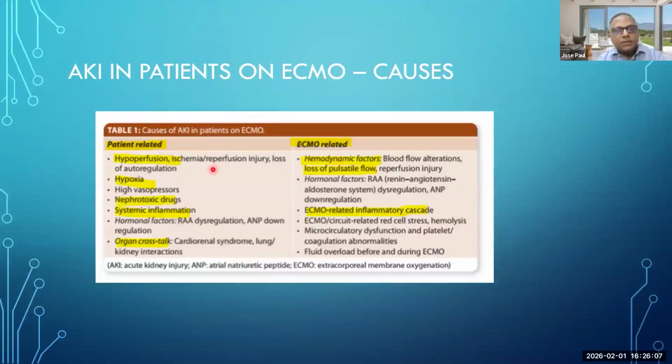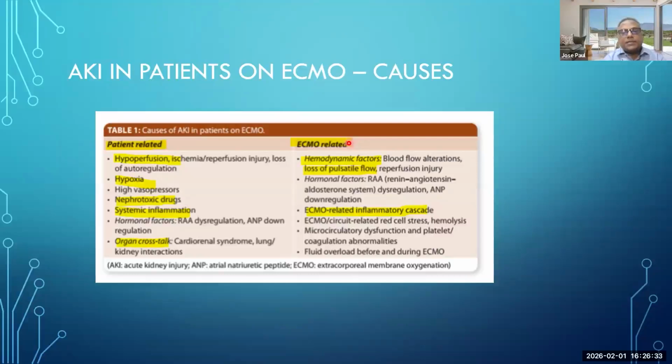So the patient-related causes, of course, these are really sick patients. The patients will be having hypoperfusion, ischemia, reperfusion injury, loss of autoregulation, which leads to acute kidney injury, hypoxia, vasopressor use, nephrotoxic drugs, and renal failure can be part of the sepsis-associated systemic inflammation. Then there can be organ crosstalk with a cardiorenal syndrome. All these things can happen.